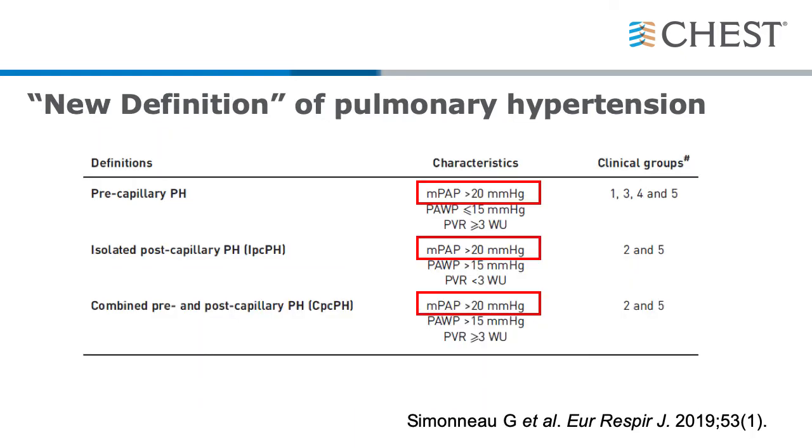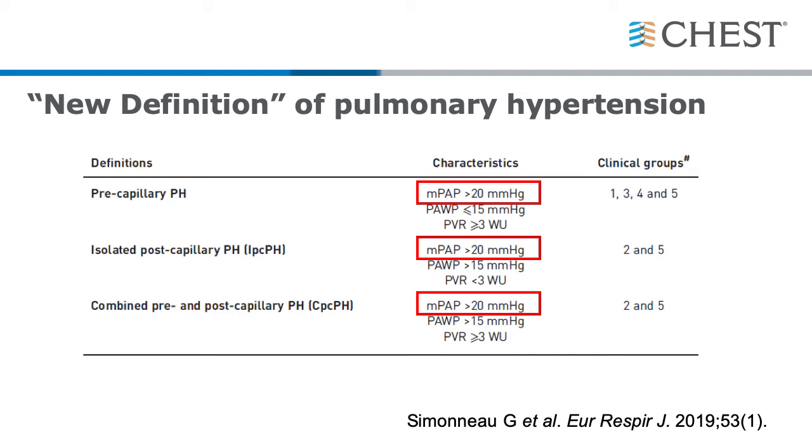The new definition changes that. The most significant change in this definition is that a mean pulmonary artery pressure of greater than 20 now defines pulmonary hypertension. And this is true for all subtypes of pulmonary hypertension, not just precapillary pulmonary hypertension.